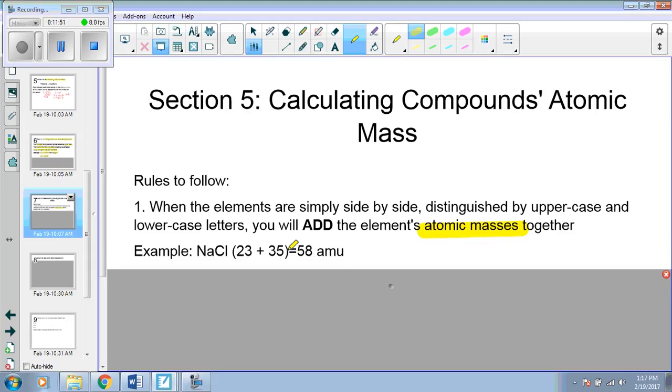So for example, sodium and chlorine. We saw this again as an example of an ionic compound or an ionic bond, but my atomic mass for sodium is 23. My atomic mass for chlorine is 35. I'm just going to take those two, add them together, and get a total of 58 AMU.